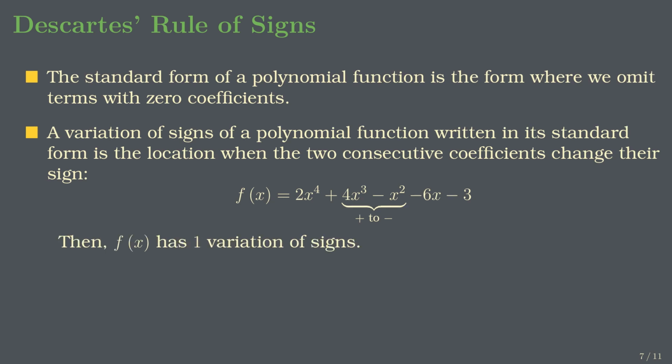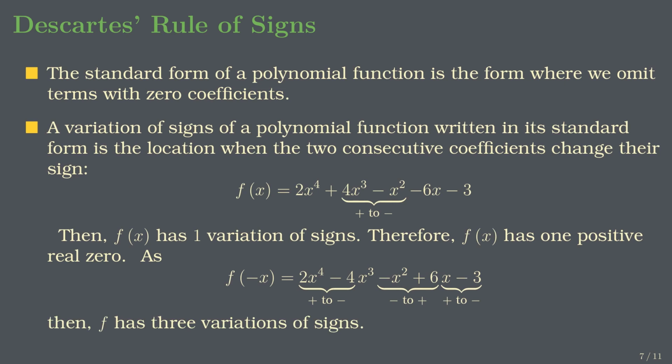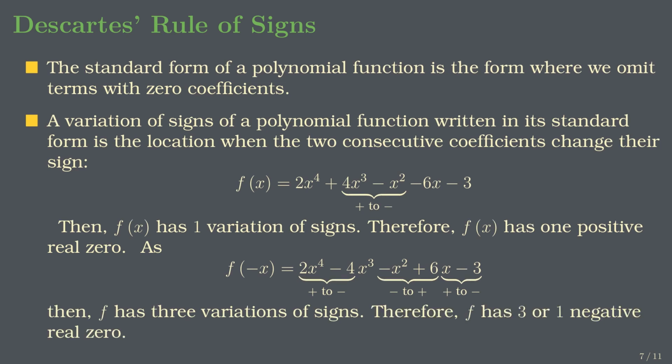So for example, in this case, because f(x) has only one variation of sign, it has one positive real zero. Because there is no even number between 1 and 0, f(x) can have only one positive real zero. Now if you want to talk about the number of negative real zeros, you have to compute f(-x). In this case, we see that f(-x) has actually 3 variations of sign. So for this reason, f might have 3 or 1 negative real zeros.